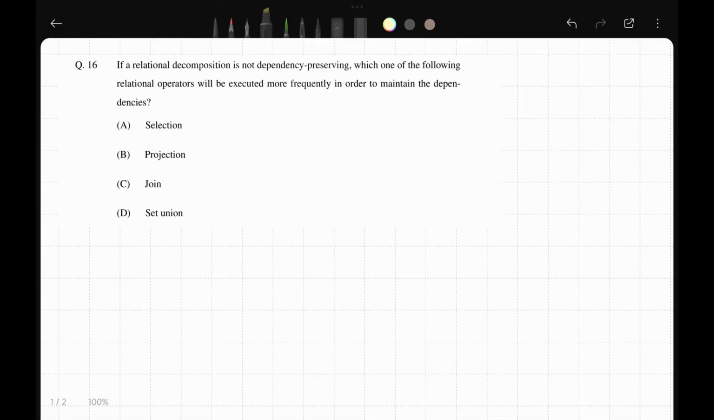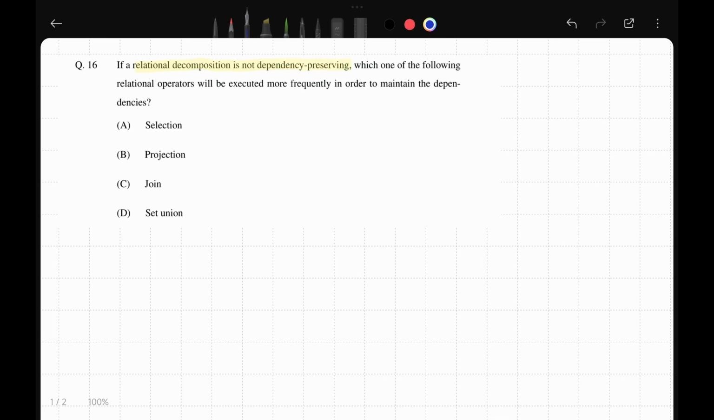The 16th question is based on dependencies. So you might have studied about functional dependencies in DBMS. So that is where this is from. The question says relational decomposition is not dependency preserving.